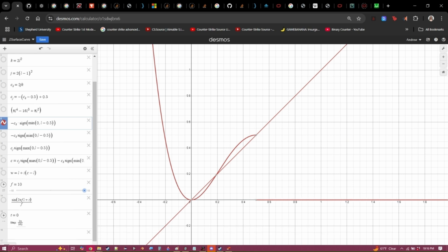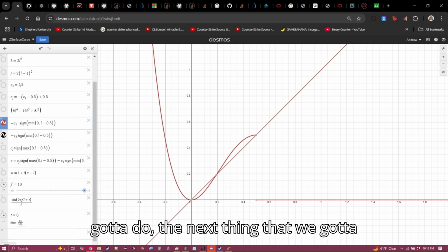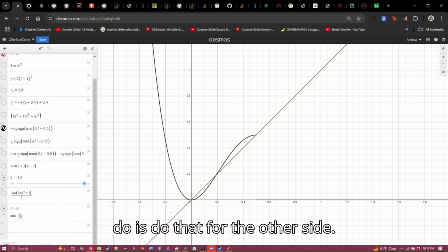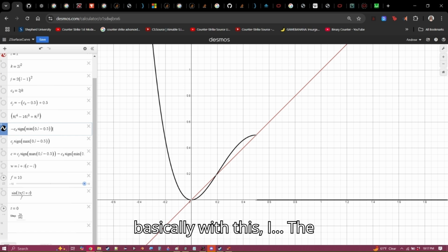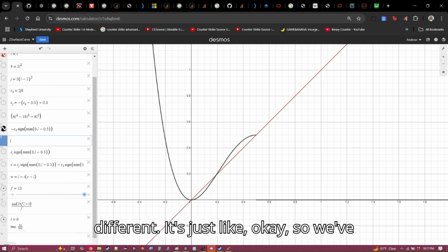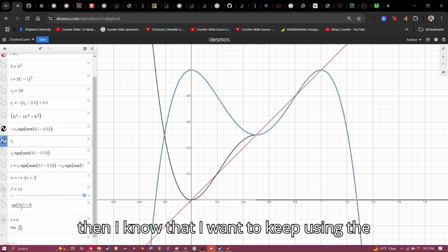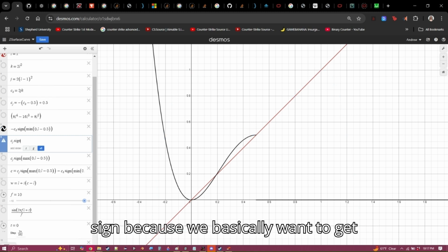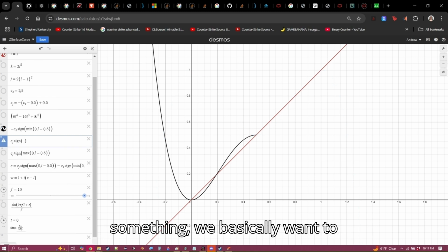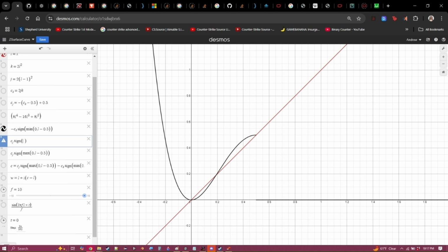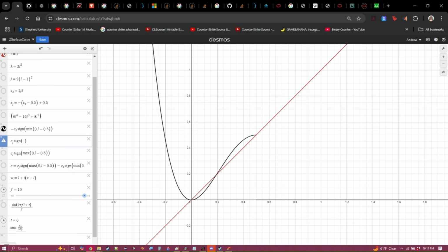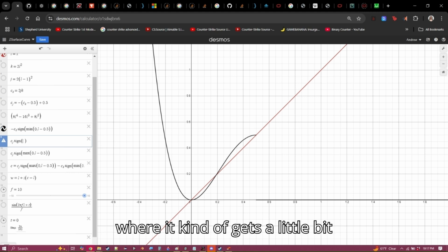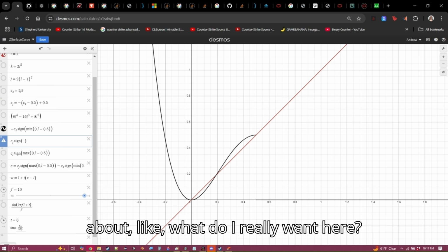So cool. And then the next thing that we've got to do is do that for the other side. Okay, oopsies, spoiler alert. The thought process here isn't very much different. I know that I want to keep using the sign because we basically want to get a 0 or a 1 to multiply the curve by. The sign will get me the 0 or 1 that I'm after. But here's where it gets a little bit tricky: what do I really want here?